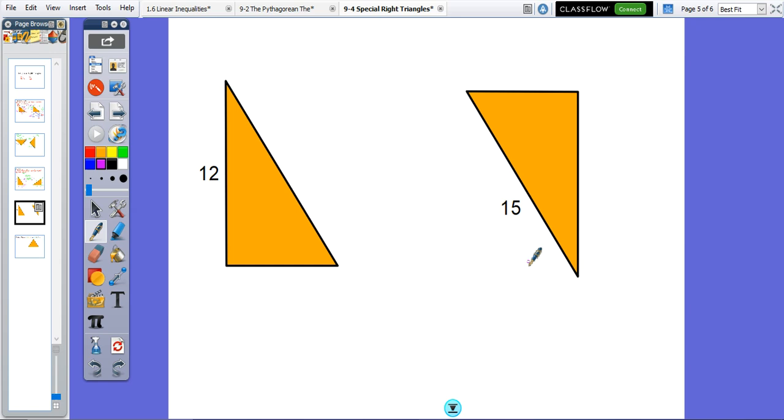All right, so let's practice these two right here. We'll start with the one right here on the right. We got 15 for the hypotenuse. So go ahead and pause and try to do both of these. We're going backwards. We're going hypotenuse to small leg.